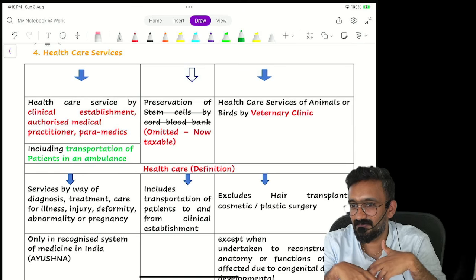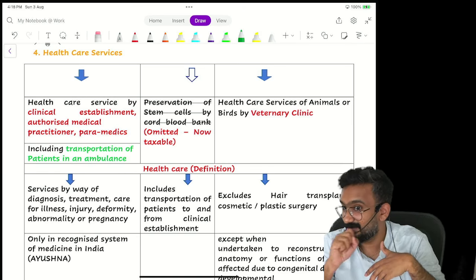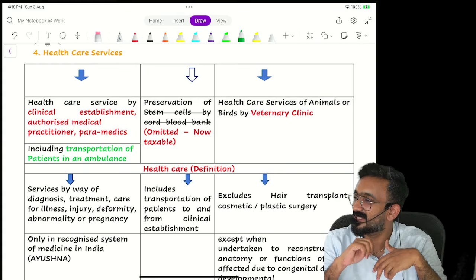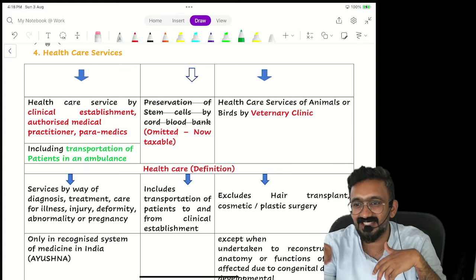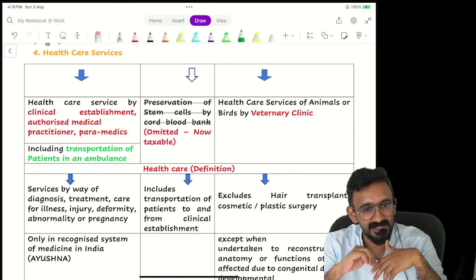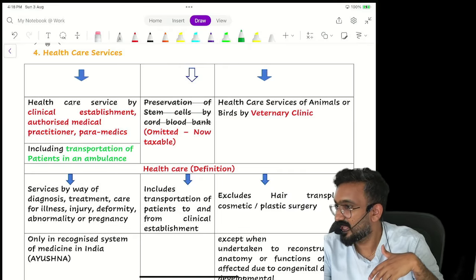Taxable or exempt? Taxable. Why? He's not a patient. Which person will take a lift in that? ICAI drafted a question like that. Not a patient, it seems. Okay. Anyway, leave that. Ambulances.